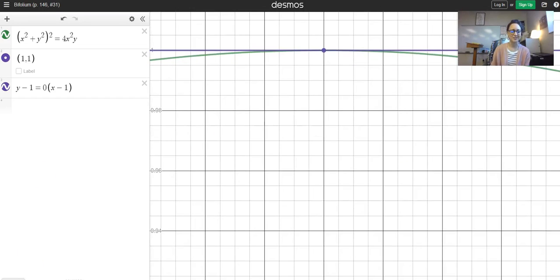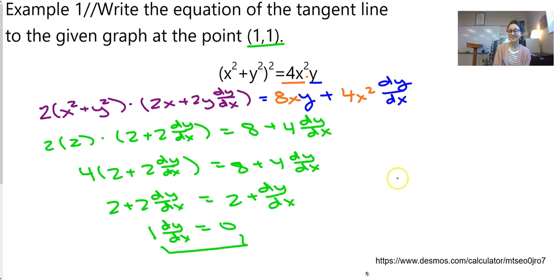So that looks good. So our final answer would be, if you want to write it in this form, y minus 1 equals 0 times the quantity x minus 1, also known as y equals 1, either way.